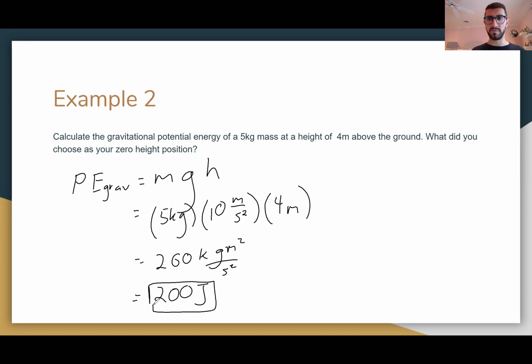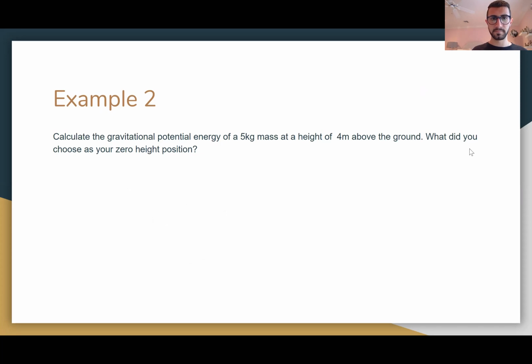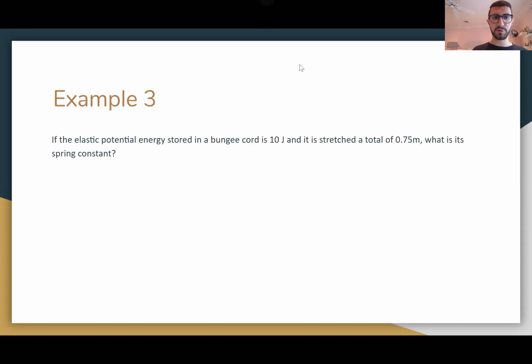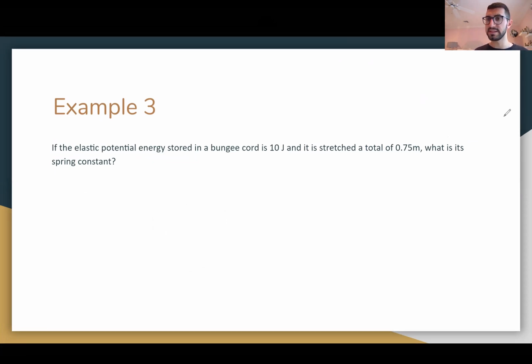And let's do one final example. If the elastic potential energy stored in a bungee cord is 10 joules, and it is stretched a total of 0.75 meters, what is the spring constant?